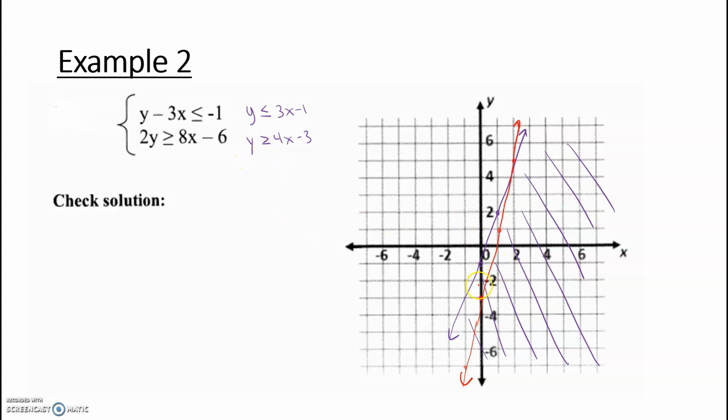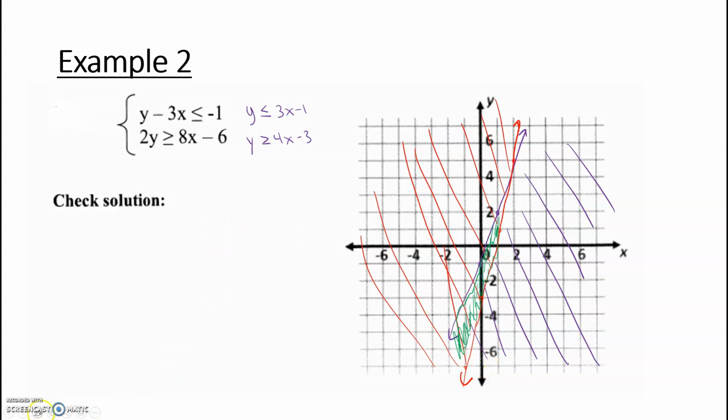Everything greater than. So we're going above this line. So we're here, here, here. Everything above this line. So it's kind of hard to see quite where they're overlapping, especially in my picture. But it looks like this is where my colors overlap, in between.